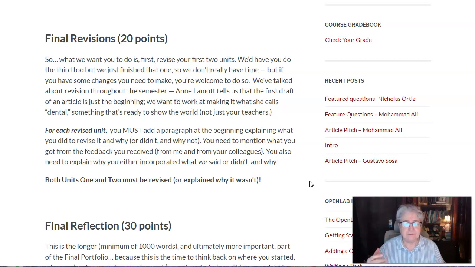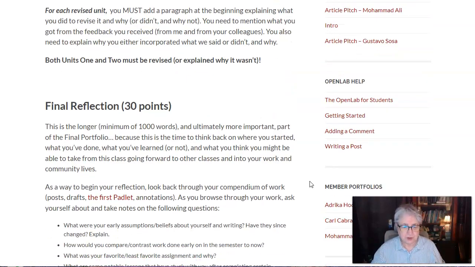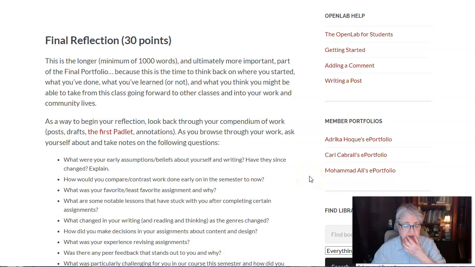Simple enough. So a final reflection is worth a lot. It's a minimum of 1,000 words, and this is the important paragraph. It's ultimately more important because this is the time to think back on where you started, what you've done, what you've learned or not learned, what you think you might be able to take from this class going forward to other classes and into your community lives.